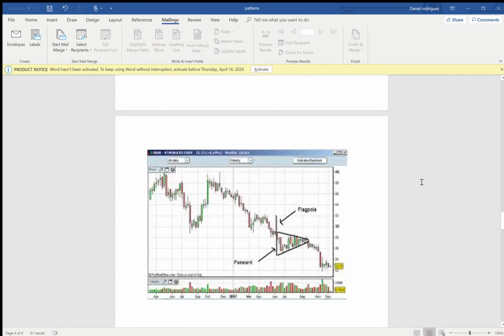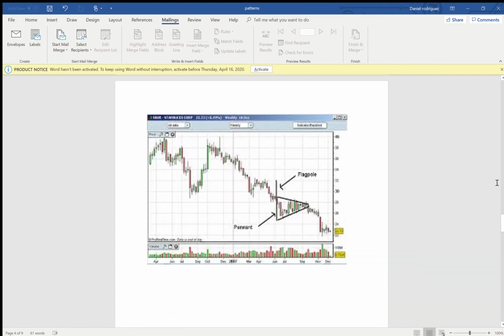Bearish flagpole is basically the same but a reversal. There's the flagpole and the triangle, boom, and it's going to go lower. Same thing, but the opposite way. All right.